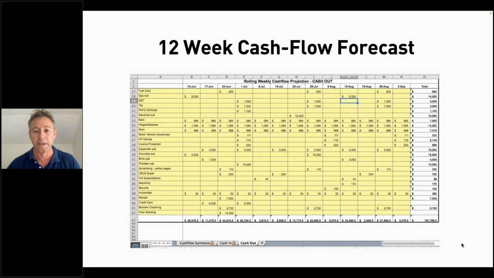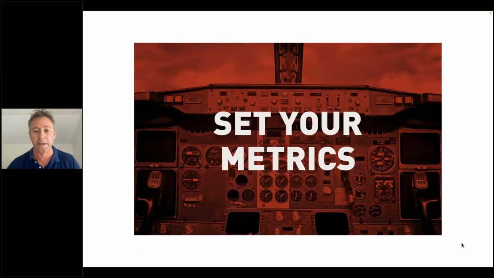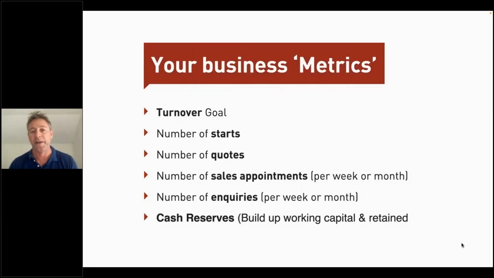Looking at your metrics, it's really important to have some idea, and you guys already would, what your turnover is going to be. What's your turnover goal for this financial year? How many starts does that equate to ideally? And then how many quotes for the starts? If you're charging for quotes, you'll be converting 1 in 2 at least, a 50% conversion rate. And then how many sales or site visits for each quote that you do, and then how many inquiries do you need to get those sales appointments, and also set a metric for your cash reserves, building up that working capital and retained earnings. It's one of the most important things.